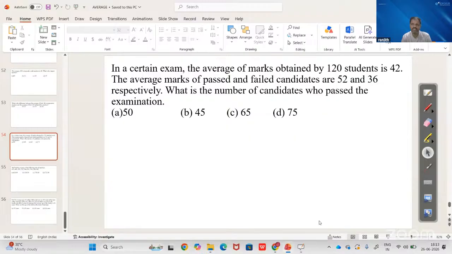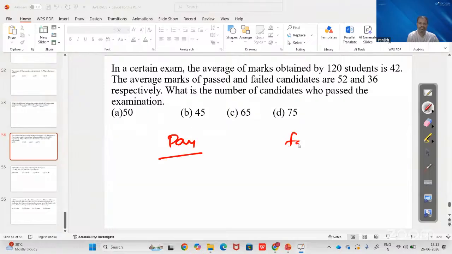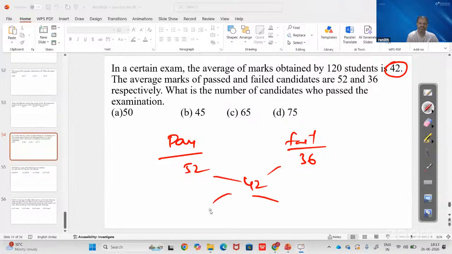So what is the answer here? Average marks, pass or fail. Pass equals 52, fail equals 36, and the overall equals 42. Now take the differences: 6 and 10. So 6 is to 10, and taking the cancellation, it is 3 is to 5.